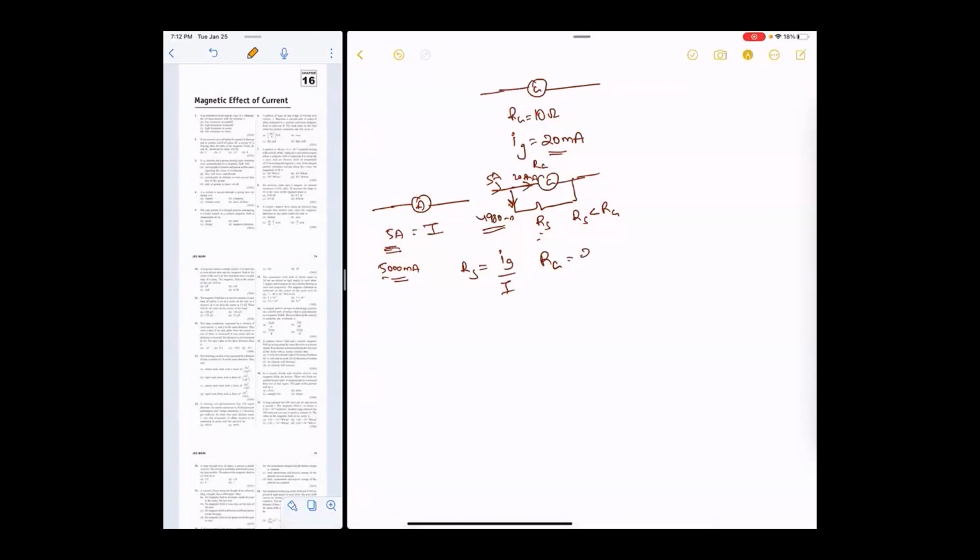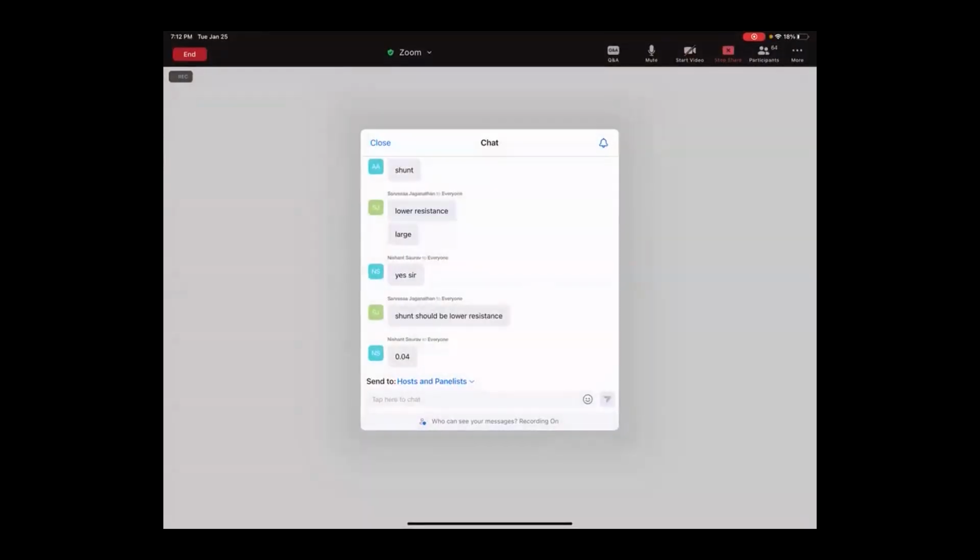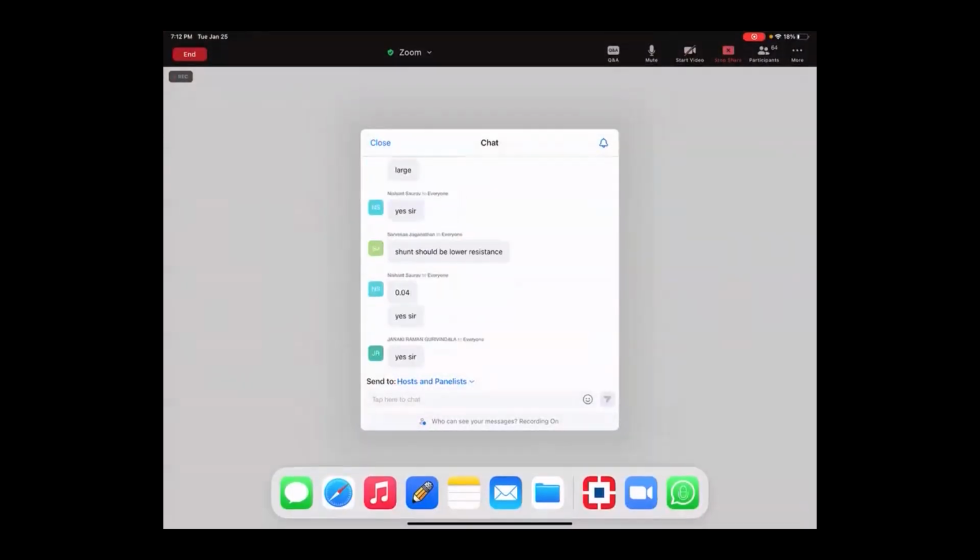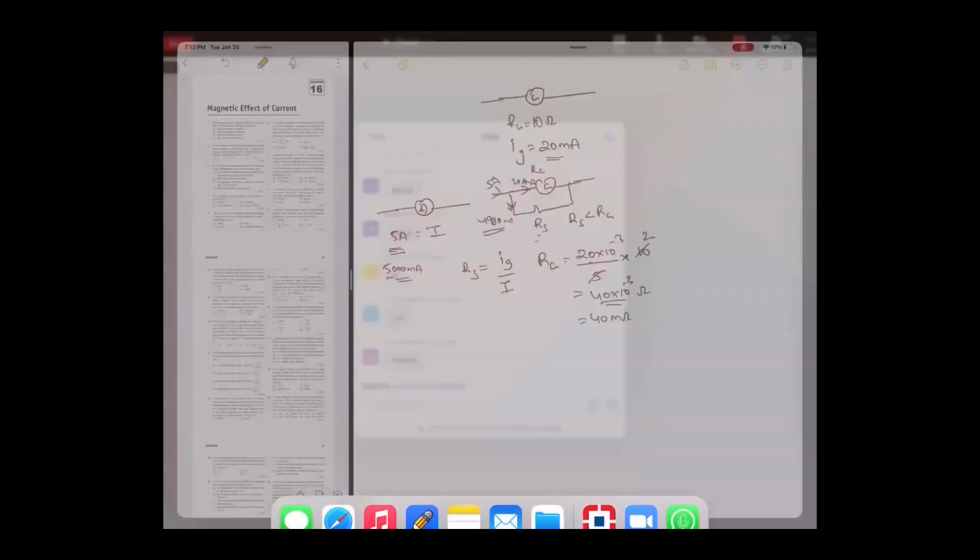Now, what is the small ig? 20 into 10 power minus 3 in terms of amperes. Capital I is 5. And what is RG? RG is equal to 10. So 20 into 10 by 5 gives 40 into 10 power minus 3 ohms, or 40 milliohm. Is it clear, everyone? Point naught 4. Right. Nishant, wonderful. Everyone understood. That's how it should be. Clear. This is a question in mains.